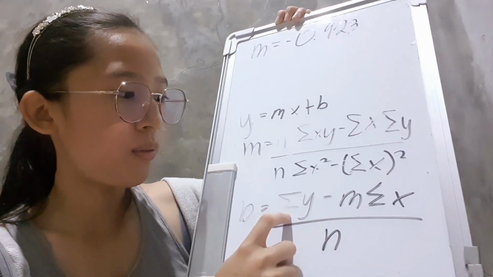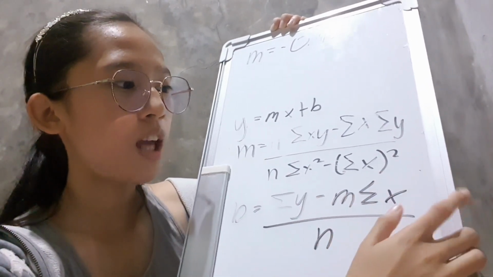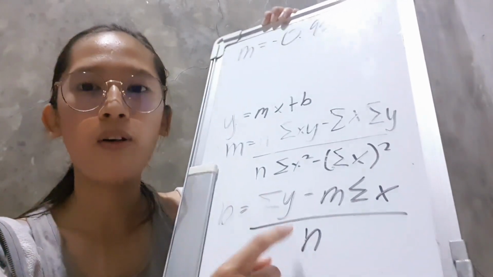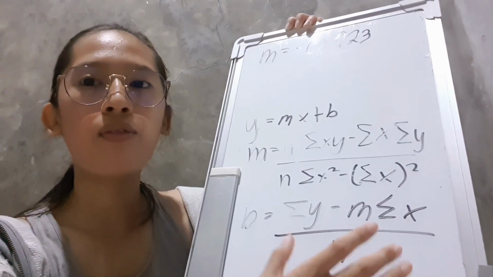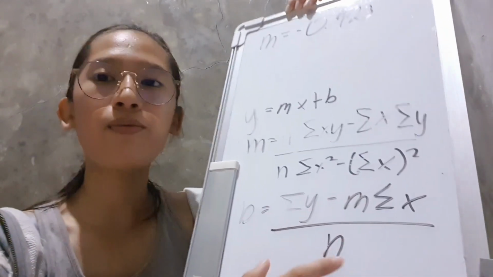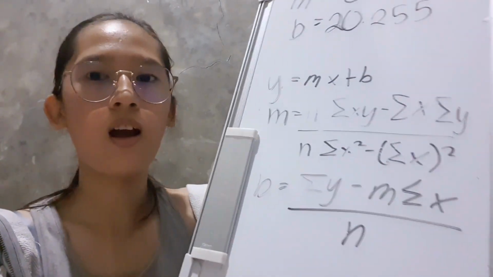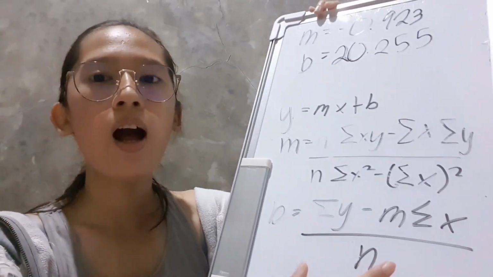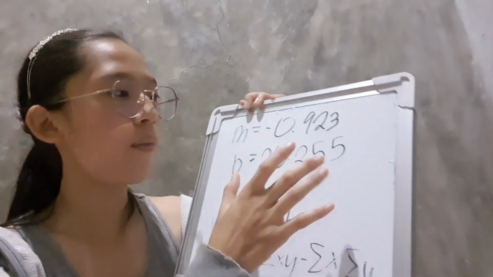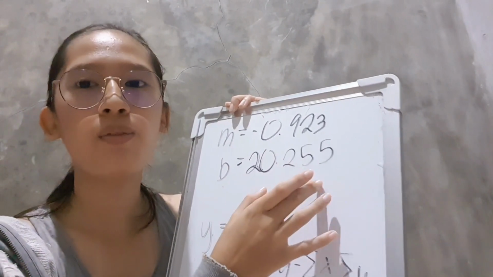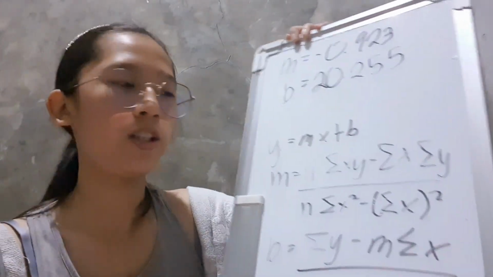And now I'm going to find the value for the y-intercept, or b, using this formula: the sum of y minus the slope times the sum of x, over n. So now I'm going to quickly input all my values into this formula. A few seconds after inputting the values, I found that the value of b, or the y-intercept, is approximately 20.255. With this value, now I can make the regression equation.